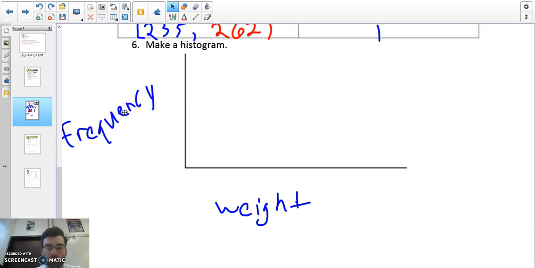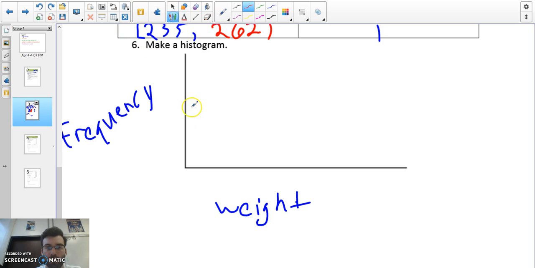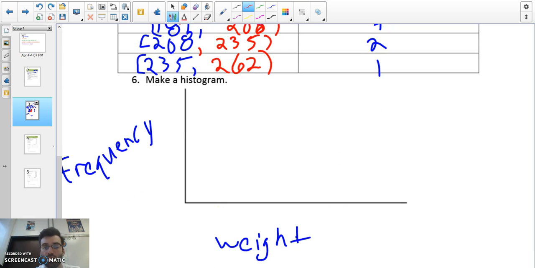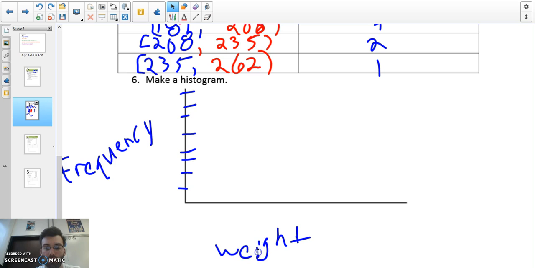My frequency goes here. Our highest number was 8, so that means I need 8. You need 8 ticks on the side. This part is a little trickier. I wish I was writing it with the pen here. I'm just going to have to talk it through.